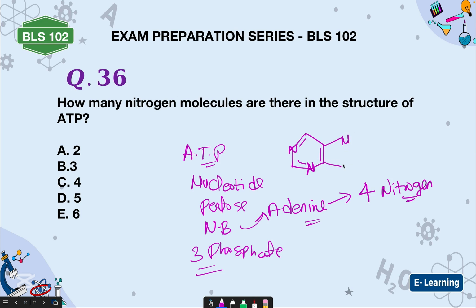This is the structure of adenine. But I was focused on only this structure and forgot that there is NH2 here. So this one is a nitrogen on top. If you count, this adenine is the nitrogenous base that is present in the structure of ATP. It has 1, 2, 3, 4, 5 nitrogen atoms. So option D is the correct answer to this question. Is that okay? Option D is the correct answer.